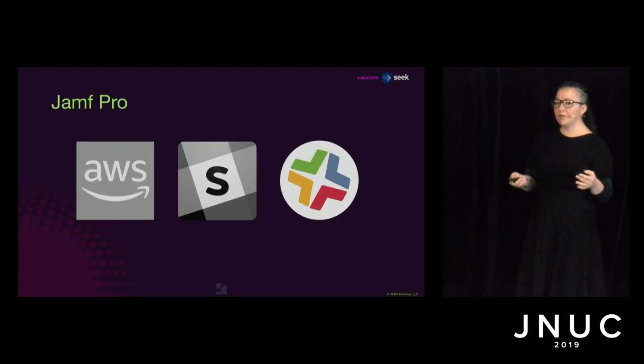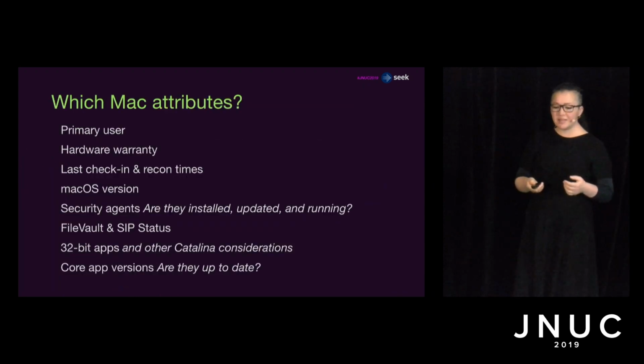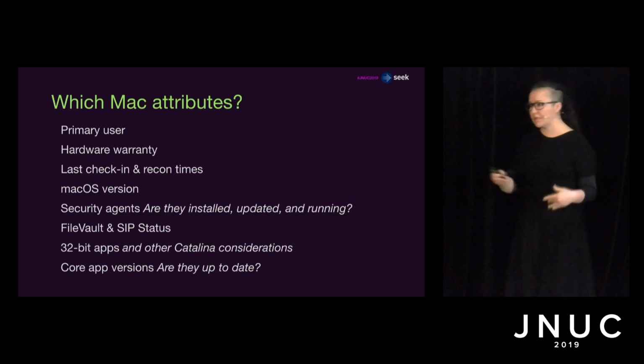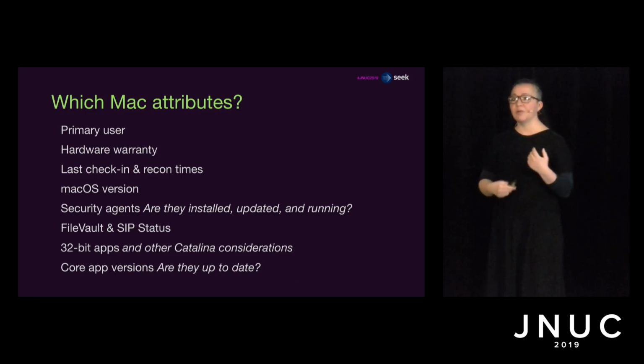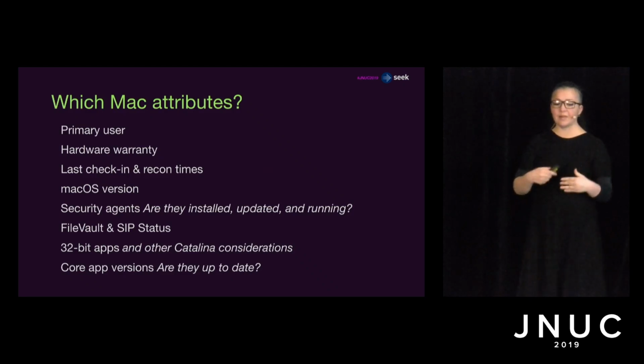When it comes to configuring the Jamf Pro side of things, the biggest task was identifying what kind of attributes I wanted to present. Last check-in and last inventory update, definitely important. Hardware warranty information, definitely important. But I realised pretty early on that I'm going to be relying a lot on extension attributes to be doing the logic that was necessary.